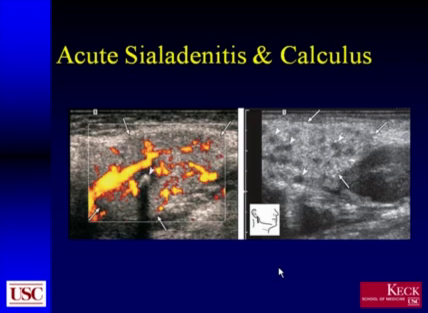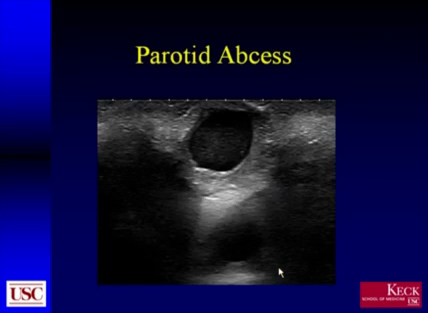Again, typically acute sialadenitis will be seen as a hypervascular state. Oftentimes calculi may be identified within, and one may also find this hypoechoic nodular appearance, but this is very, very nonspecific, and we'll talk about some of the other entities that can cause this in upcoming images.